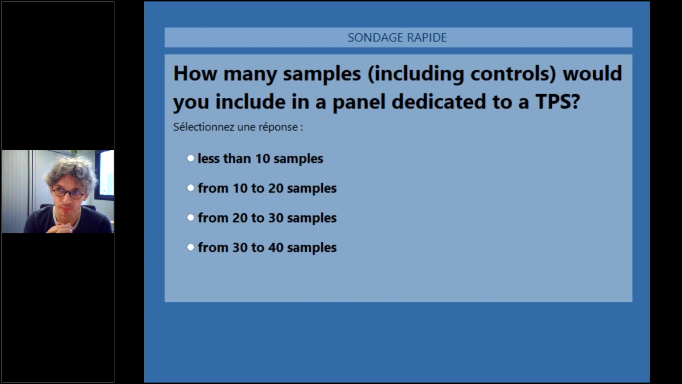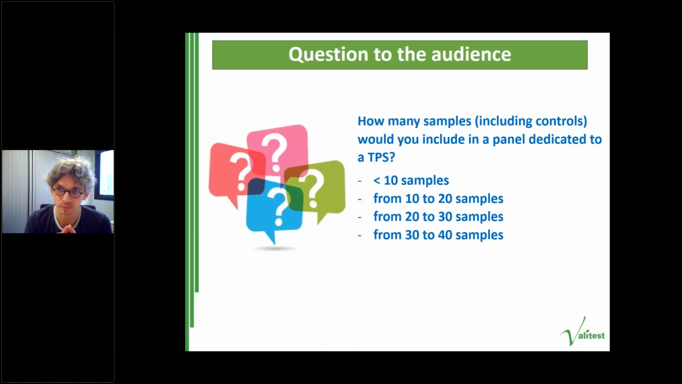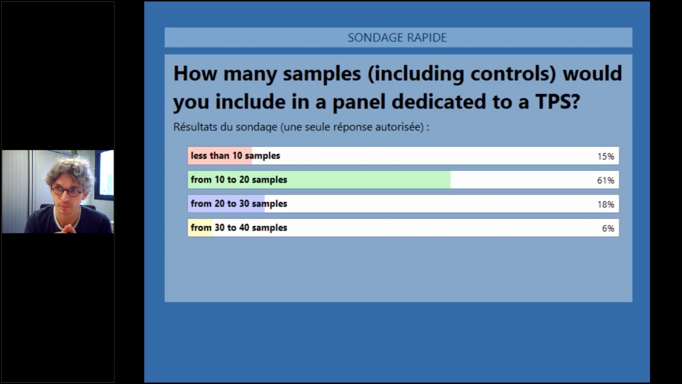So we have more than 80% of the people that have answered. I will wait a bit longer. Okay, so it's not really changing now, so I will close the poll and share the results. So we have 15% of the attendees that answered less than 10, 61% from 10 to 20, 18% from 20 to 30, and 6% 30 to 40.